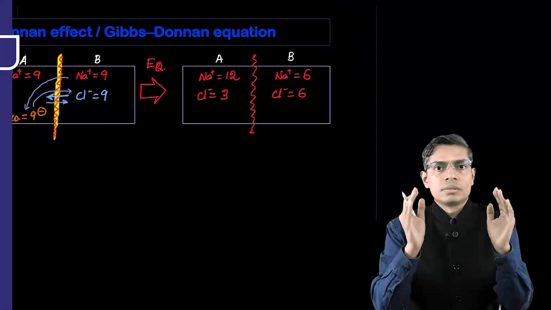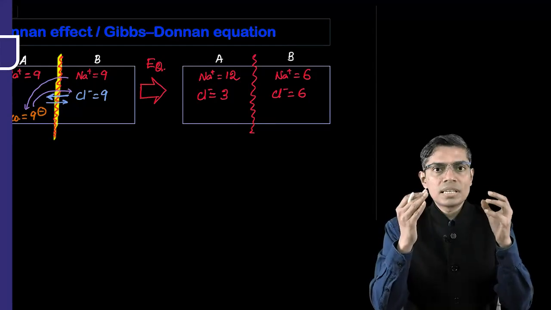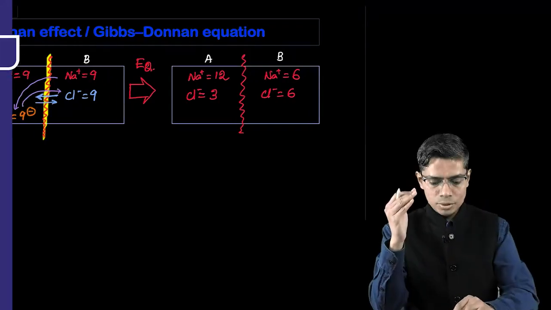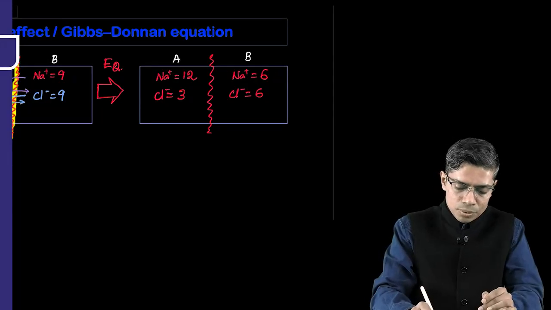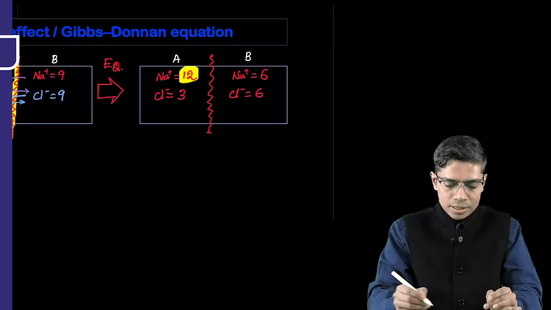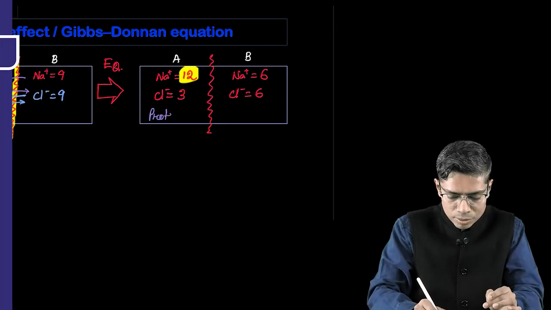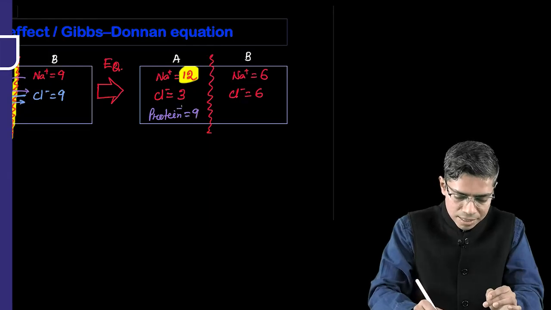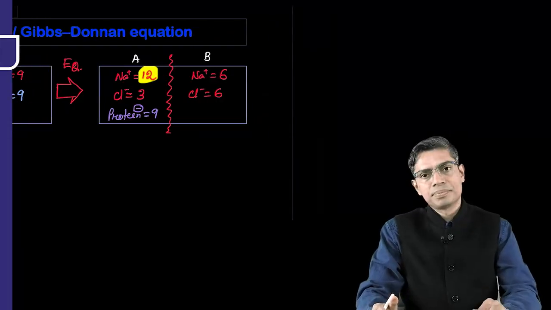Getting my point? Generally the chloride molecules should be equally distributed, 4 and 4, but because the protein is giving a repulsion force on chloride, more chloride has been shifted to the other side, and more sodium has been shifted to side A. And protein is present here, and how many protein molecules are present? The 9 molecules of protein are present, that is negatively charged, right? So this is the equilibrium condition.